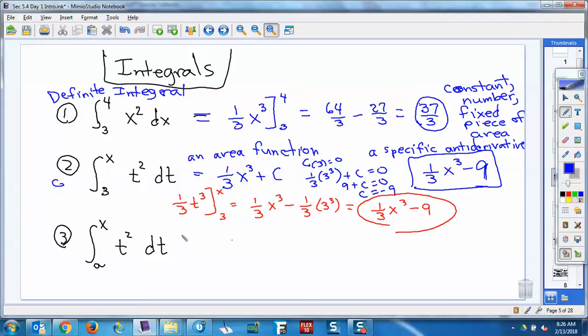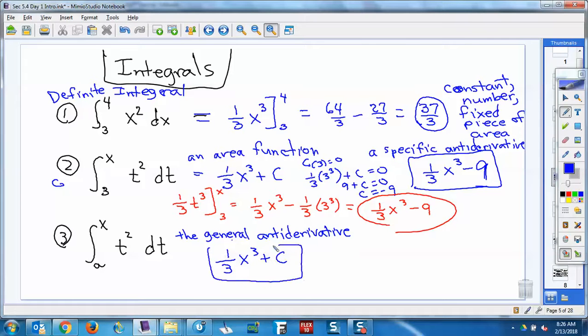This is just the general antiderivative, where we're not given a specific initial condition. So this is just 1/3 x cubed plus c, because we not only don't know the right endpoint, because it's sliding and varying and changing, but we don't even know the left endpoint either. It's just the general antiderivative right here.